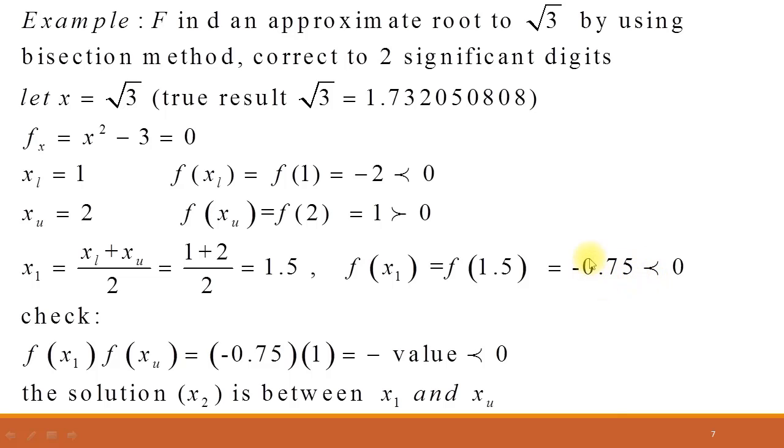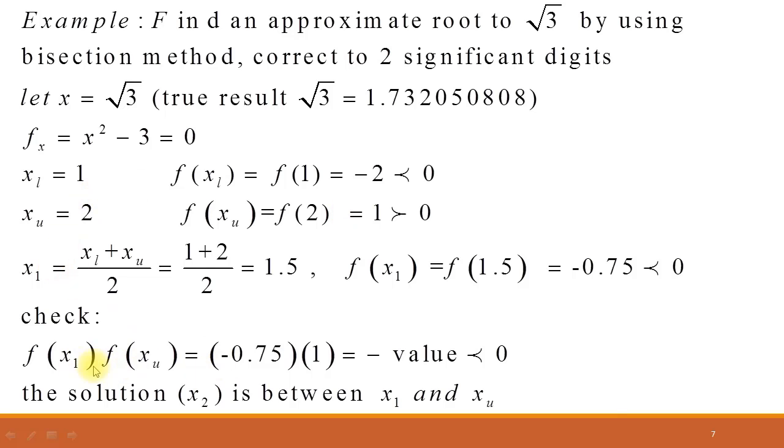So the function has a negative sign at x1. Now check the sign of the function at previous values. Before x1 we have xu, and the sign of the function at xu is positive. So the next root x2 is between xu and x1.